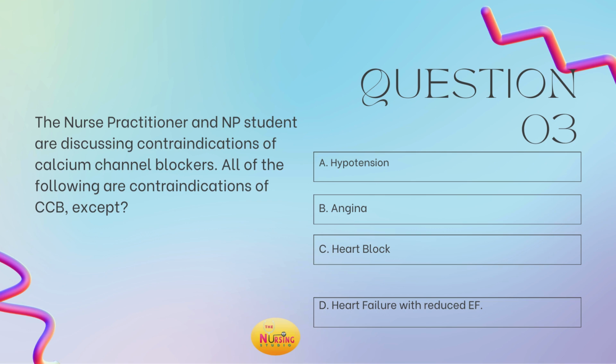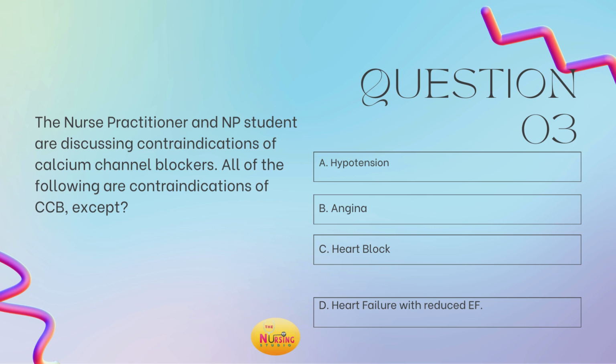B, angina. B is your best answer choice here because angina is not a contraindication of calcium channel blockers. Calcium channel blockers, although we use them for hypertension, can also be utilized for angina because they help with the oxygenation, which can relieve that chest pain. Okay, so sometimes you will notice that people will give you a calcium channel blocker to assist with angina.